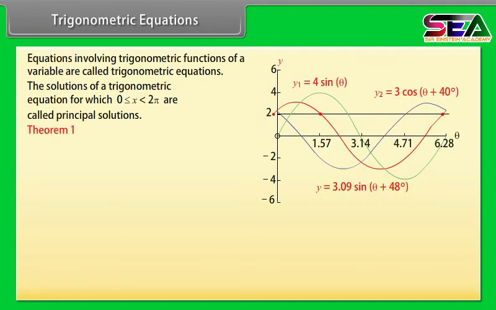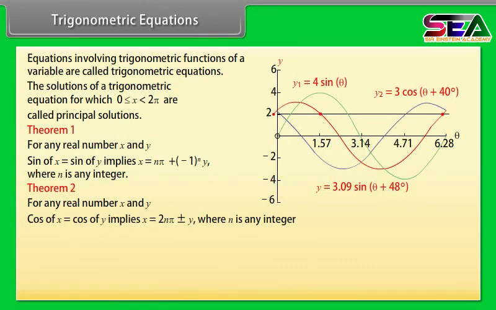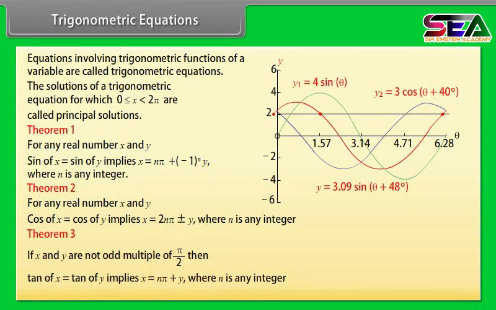Theorem 1. For any real numbers x and y, sin x is equal to sin y implies x is equal to nπ plus (−1) raised to the power n into y, where n is any integer. Theorem 2. For any real numbers x and y, cos x is equal to cos y implies x is equal to 2nπ plus or minus y, where n is any integer. Theorem 3. If x and y are not odd multiples of π/2, then tan x is equal to tan y implies x is equal to nπ plus y, where n is any integer.